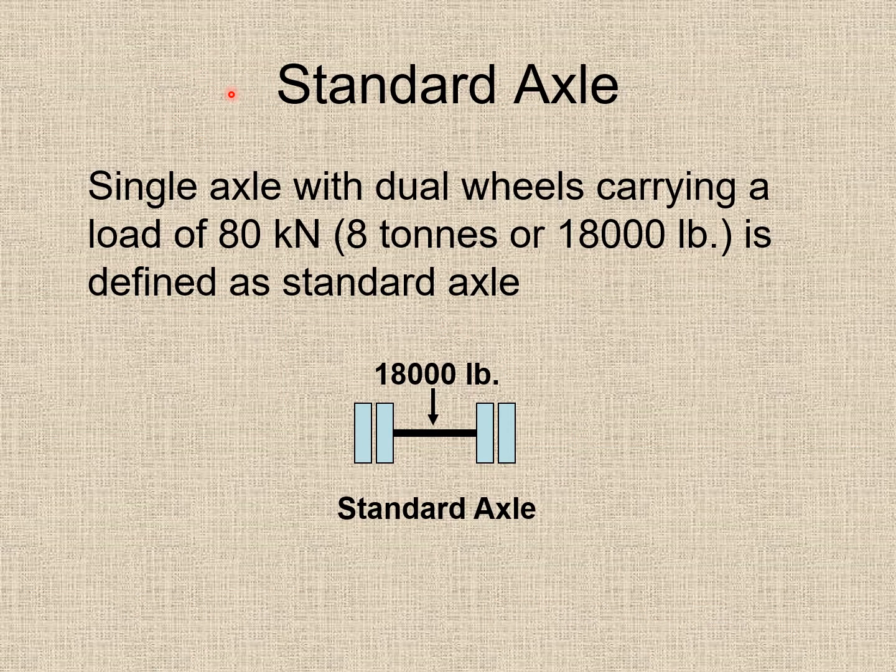Now this slide is very, very important. As I mentioned the standard axle earlier, you can see the definition of the standard axle again. A single axle with dual wheels carrying a load of 80 kilonewton, 8 tons or 18,000 pounds is defined as the standard axle. So from now onwards, keep in mind that this is the standard axle. You have a single axle and dual wheels on both sides, you can see. And the axle load is 18,000 pounds in this case. So this is the standard axle. A single axle with dual wheels carrying a load of 18,000 pounds is considered the standard axle.